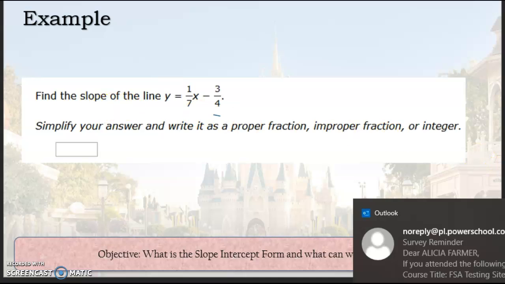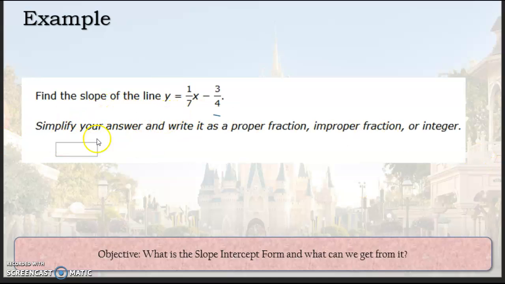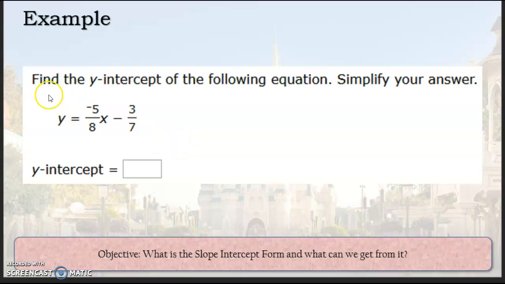All right, for the next one, find the slope of the line, simplify your answer, write it as a proper fraction, improper fraction, or integer. So again, we have y equals mx plus b, and my slope is going to be my m. Whatever number is in front of the x, that's my slope, my rise over run. So that's 1 over 7. It says write your answer, so we can write it just like that: 1/7, that's our fraction.